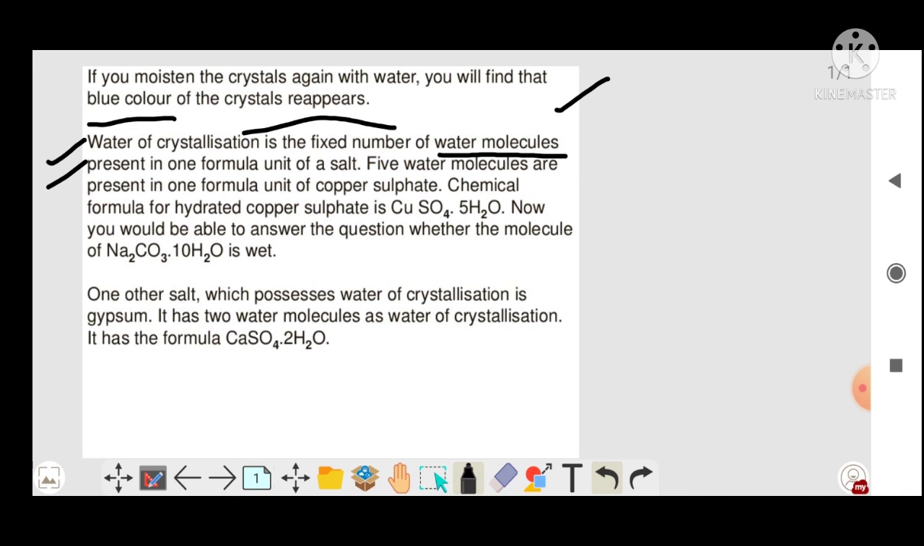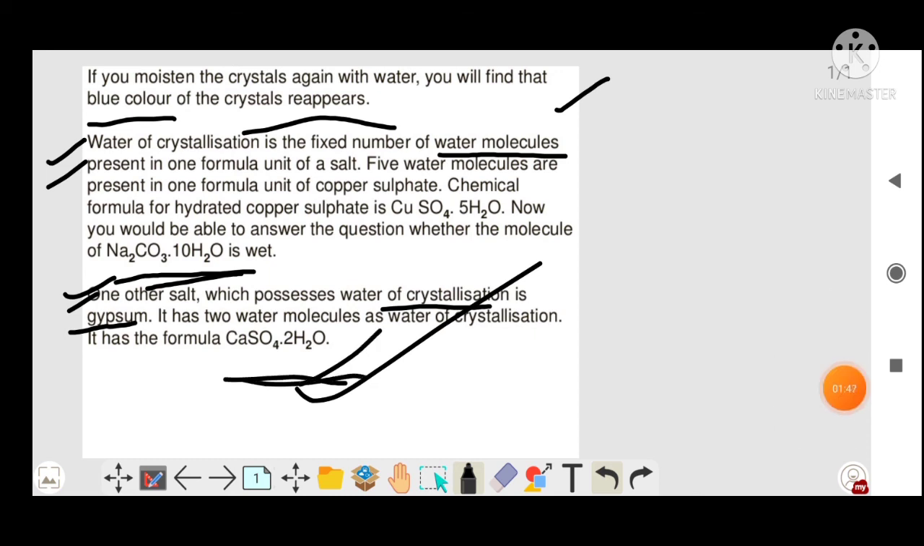On recrystallization from water, sodium carbonate Na2CO3 10H2O is formed, that is washing soda. Recrystallization of water happens there, and this is obviously wet. Another example of a salt that possesses water of crystallization is gypsum. It has 2 water molecules as water of crystallization, and its formula is CaSO4 2H2O. This is gypsum.